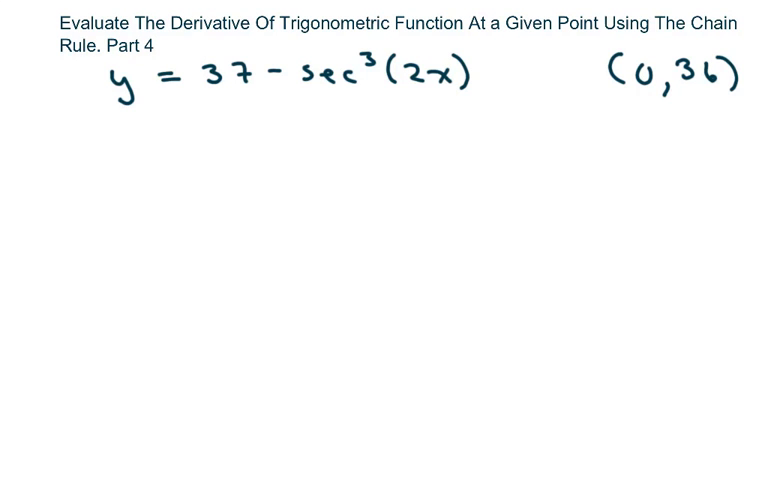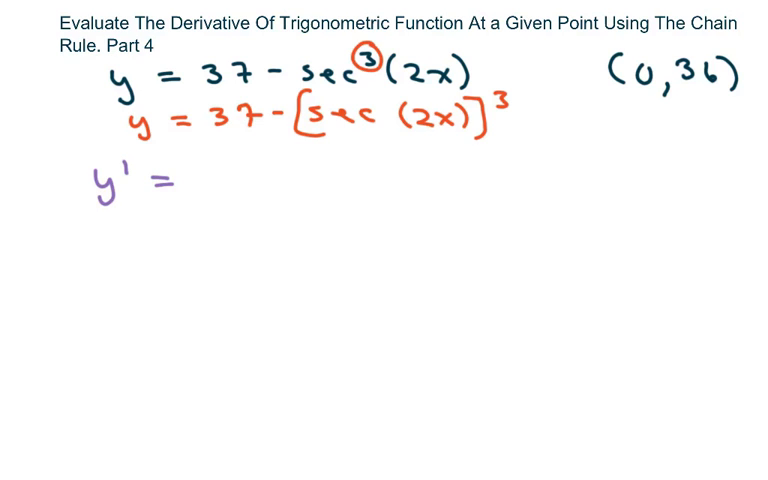Hi everyone, we're going to evaluate the derivative of a trigonometric function at a given point using the chain rule. The first thing I'm going to do is rewrite this, especially when using the chain rule. Remember, we put the 3 right after the trig secant by convention, but it's really this. So that's going to help us with the chain rule. You can take the derivative.